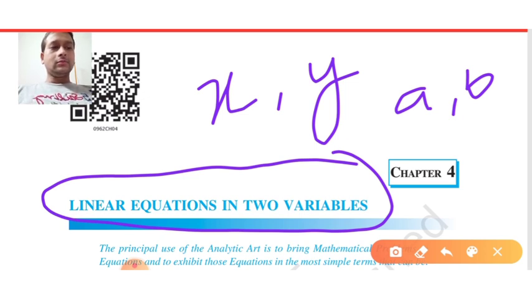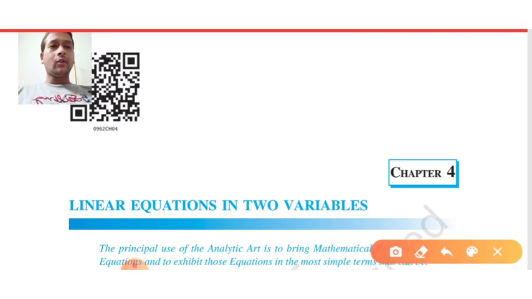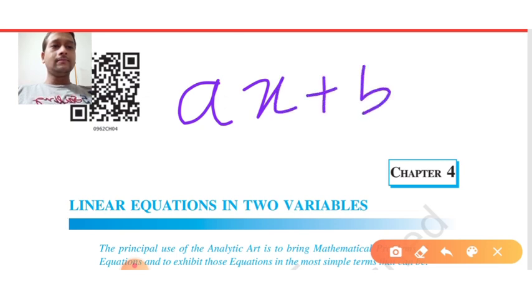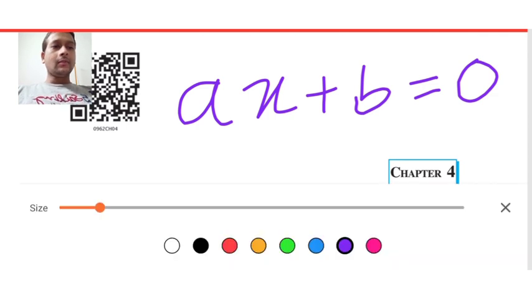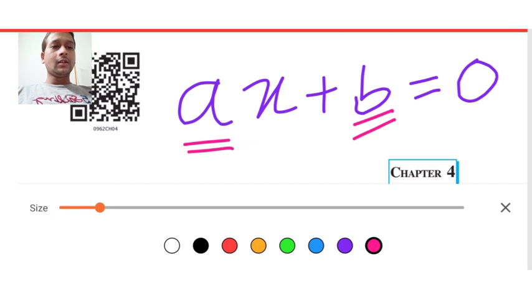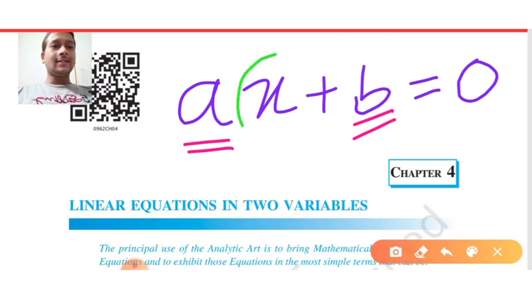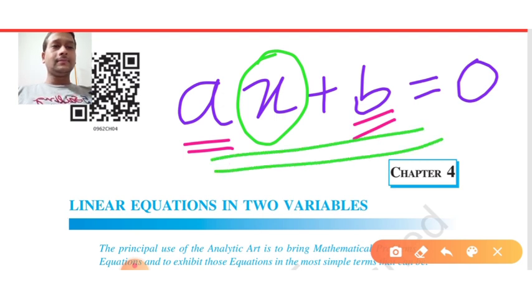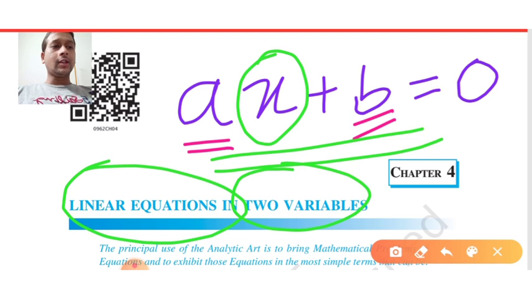And we know equations we have got before. Linear equation in one variable was of the form ax plus b is equal to 0. One thing you have to remember, here a and b are coefficients, and this x is the variable here. So it is a linear equation in one variable. In this chapter we are going to learn linear equations in two variables.